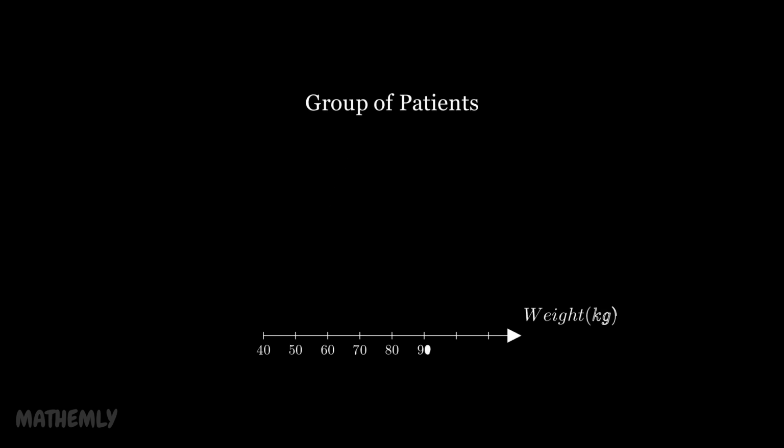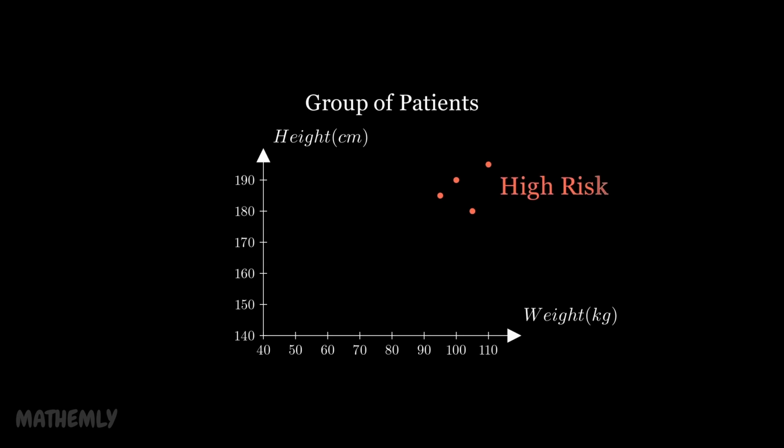If the data is simple and linearly separable, meaning one straight line can clearly separate the categories, this works really well. For instance, imagine plotting a group of patients on a graph with weight on the x-axis and height on the y-axis. If all the high-risk patients are mostly heavier and taller, and low-risk patients are mostly lighter and shorter, a single straight line can divide them effectively. The model learns the best position and slope of this line to classify new patients correctly.